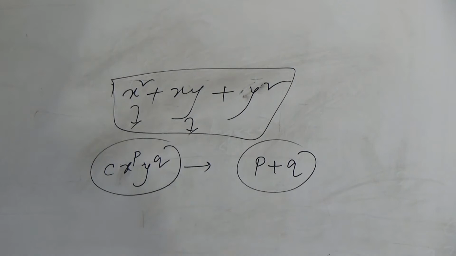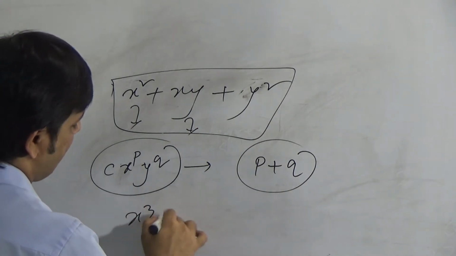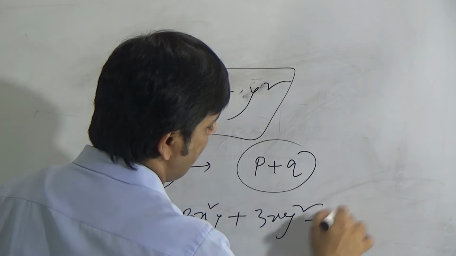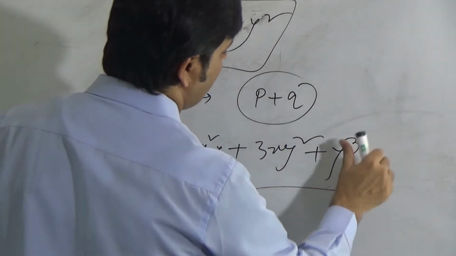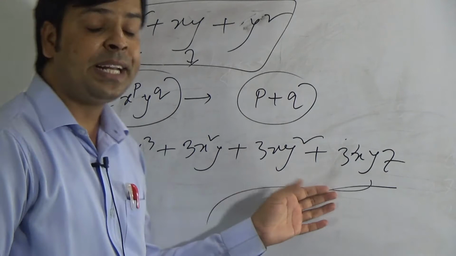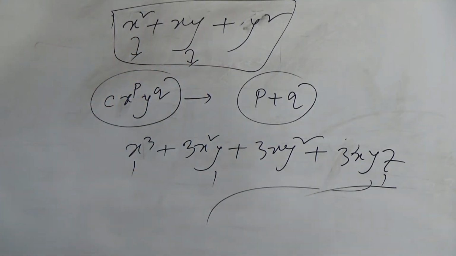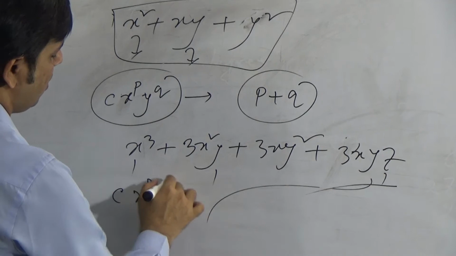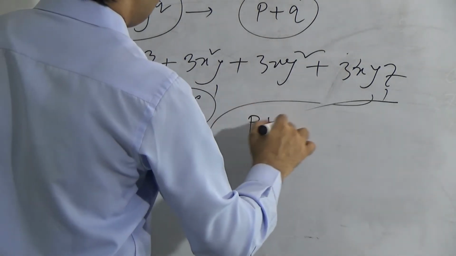Okay, dear students, so we can now write a polynomial of variable three in this way: x cube plus 3x square y plus 3x y square plus y cube. So this is also a polynomial containing two variables. So we can write here another variable, 3x y z. So this is a polynomial which contains three variables x, y and z, and this polynomial can be denoted by c x to the power p y to the power q z to the power r. In this case, the degree of the polynomial will be p plus q plus r.